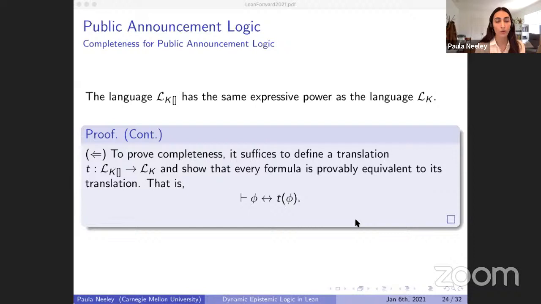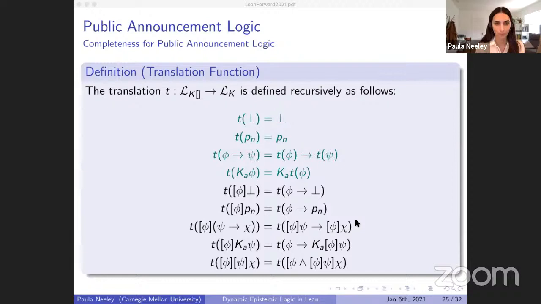So in order to prove completeness for PA, it suffices to define a translation function from the language of public announcement logic to the language of epistemic logic and show that every formula is provably equivalent to its translation. So this is what the translation function looks like. As you can see, the first four clauses, they're really not doing anything special. The last five clauses, basically what these are doing is they're either pushing the public announcement inside of other formulas, or they're letting us rewrite announcements in terms of simpler formulas.